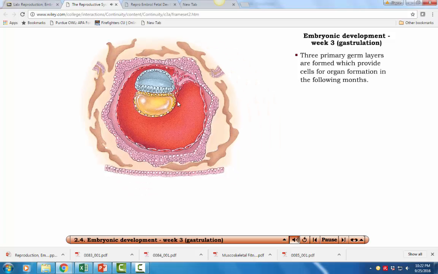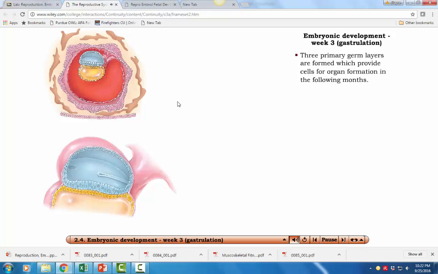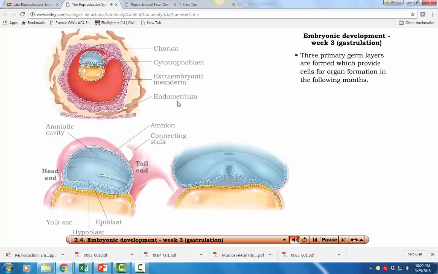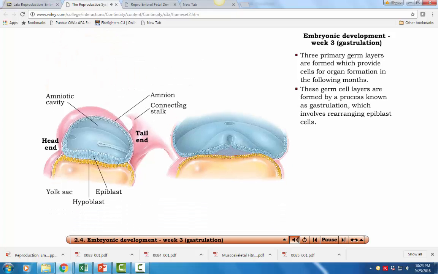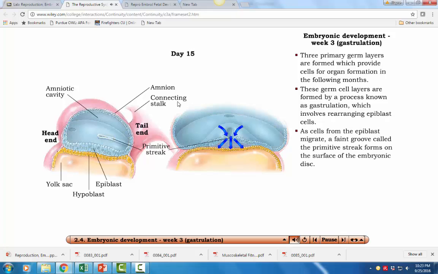During the 3rd week after fertilization, the 3 primary germ layers are formed, which provide cells for organ formation in the following months. These germ cell layers are formed by a process known as gastrulation, which involves rearranging epiblast cells. As cells from the epiblast migrate, a faint groove, called the primitive streak, forms on the surface of the embryonic disc.